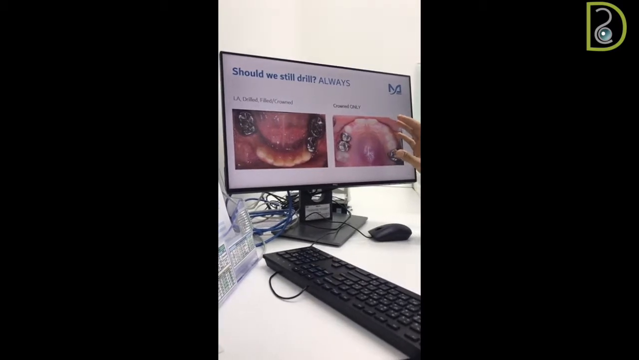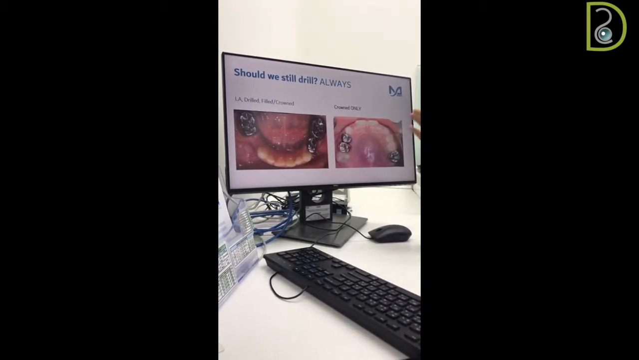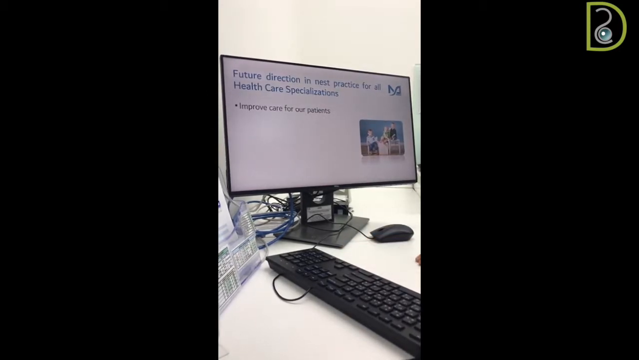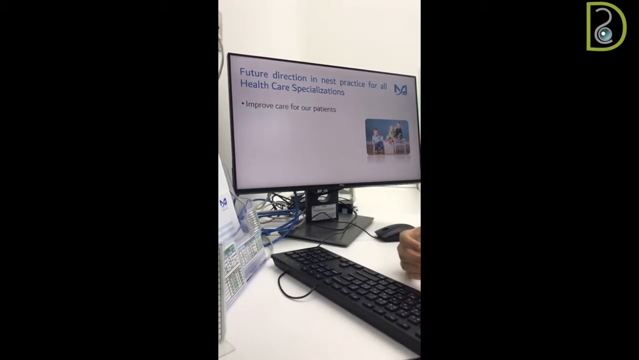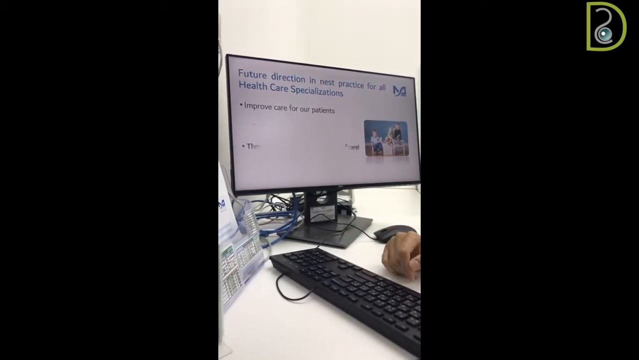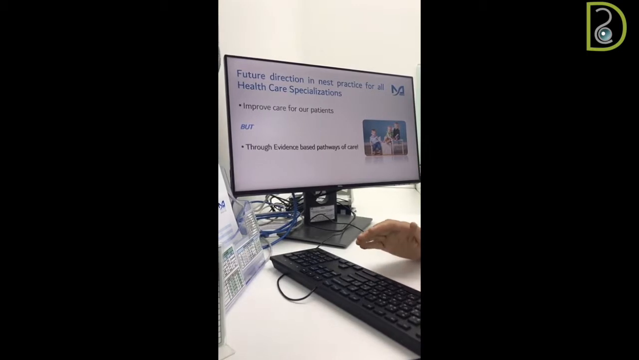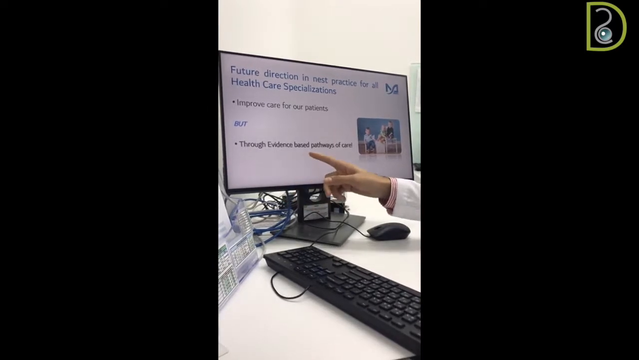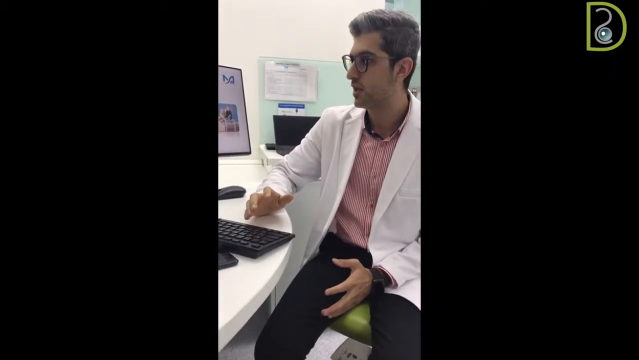Hopefully, by the end of the presentation, we'll reach the conclusion that if both ways have the same end result and success rate, the future direction in the practice of pediatric dentistry in general is to improve the care for our patients. But whenever we do any treatment, or when we have any kind of restoration or treatment plan, we need to remember that it should be through the evidence-based pathway of care. We cannot do any treatment for any child with any treatment which is not evidence-based or approved.